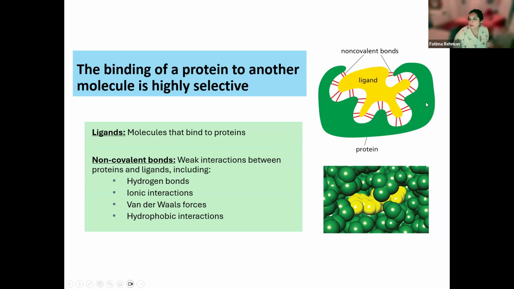These are usually done through non-covalent bonds and through hydrogen bonding or other such interactions. So these are ionic interactions, van der Waals forces, anything like that, and sometimes hydrophobic interactions as well.